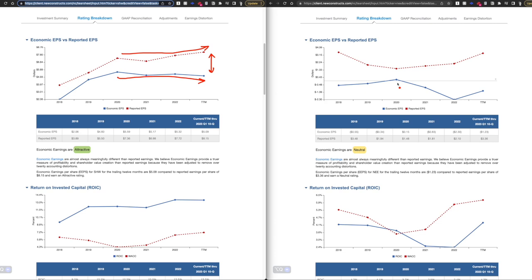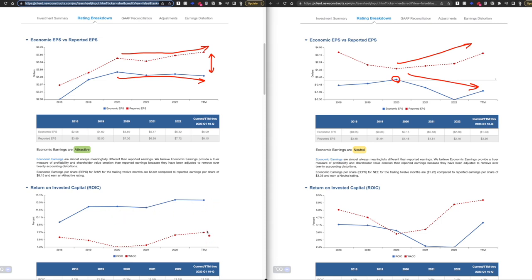The economic earnings were only positive in 2020. In every other period over the last 5 years, NextEra has reported negative economic earnings per share, whereas the reported numbers have been pretty good. And again, we see the trend from 2020 through trailing 12 months is up for reported, but down for New Constructs' calculation.